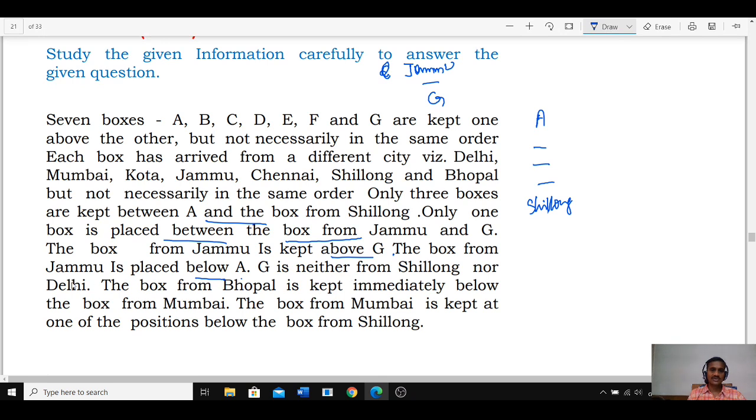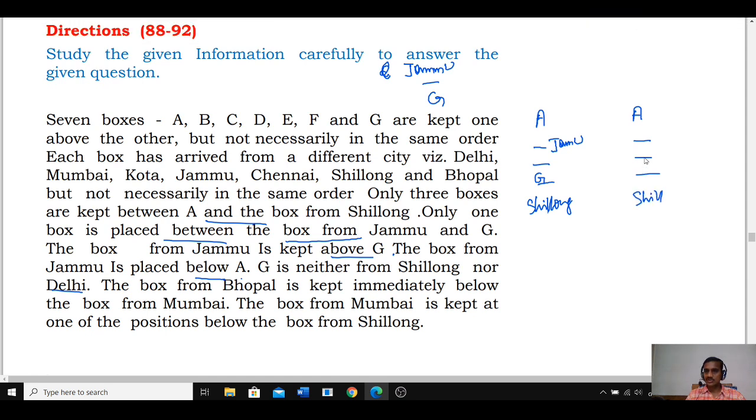G is neither from Shillong nor Delhi. G cannot be Shillong. Jammu cannot be here. Isn't it? If Jammu is here, that is one of the possibilities. And G must be at this place. That is one possibility. What is the other possibility? Shillong will be at 1, 2, 3. Jammu cannot be here, because Shillong cannot be G.